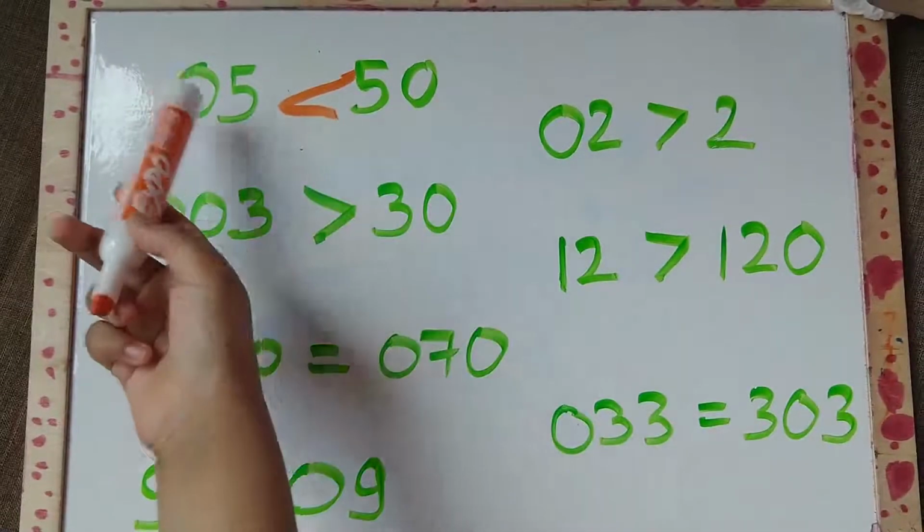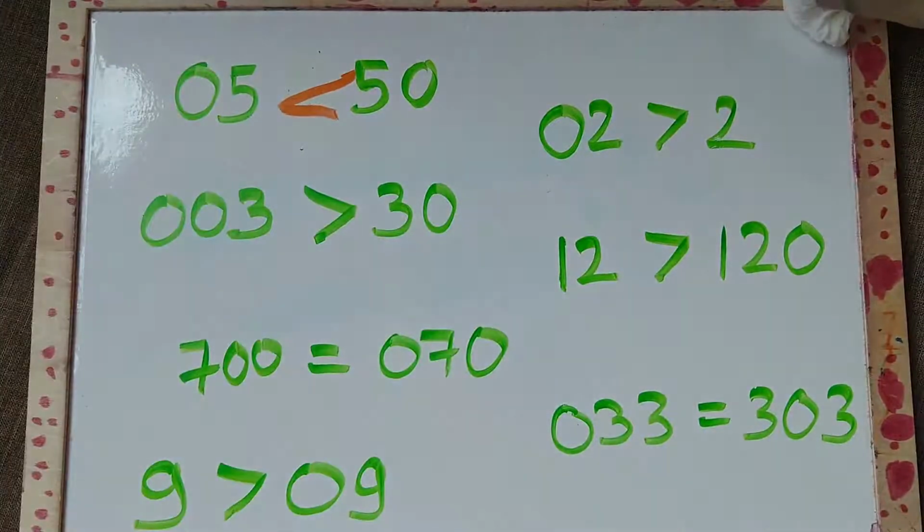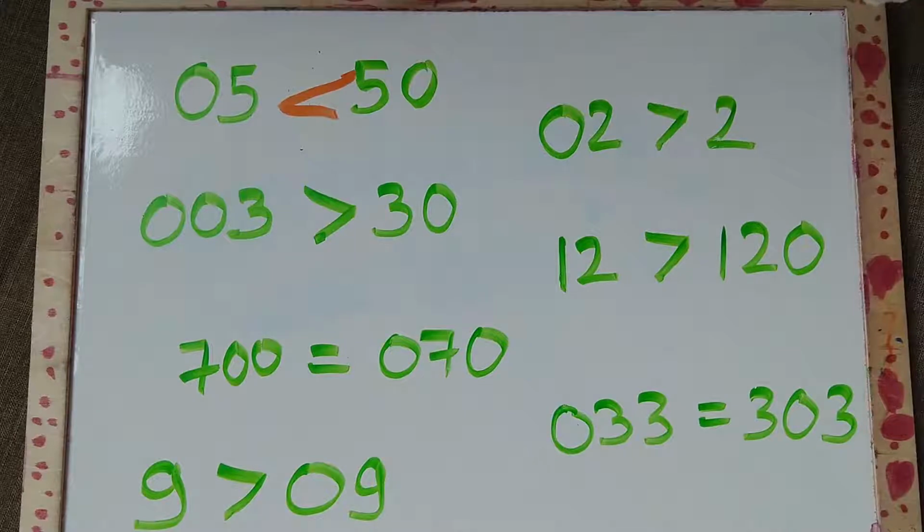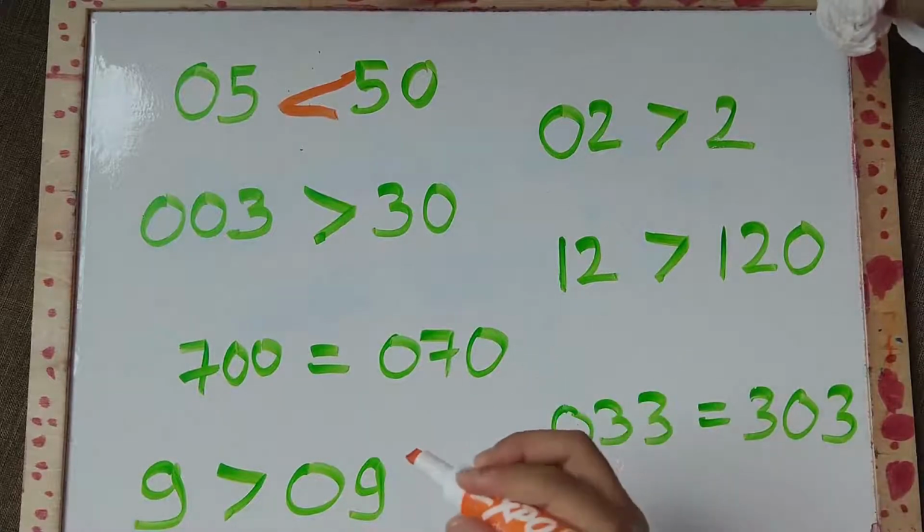Because 50 is a bigger number than 5. Okay, is this 5? No, this is 5. Why is this 5? Why is that not 500 or 50? Because 0 is in front of 5, and if any 0 is in front before any number, that doesn't even count. So if 0 is before any number, it doesn't make sense.